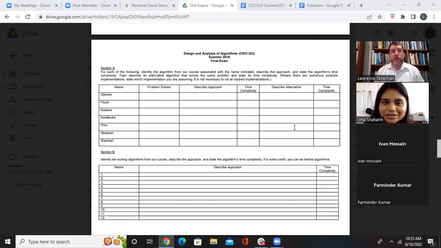Okay, Strassen. Matrix multiplication. And what strategy does that use? Divide and conquer. And what's its time complexity? Order of n to the log 2 of 7. So somewhere between n squared and n cubed, approximately n to the 2.8. What's an alternative there? Either standard matrix multiplication in n cubed time, or the simple divide and conquer, which is also n cubed time.